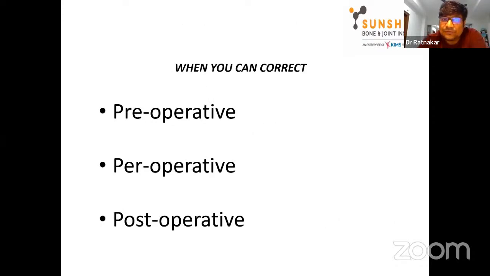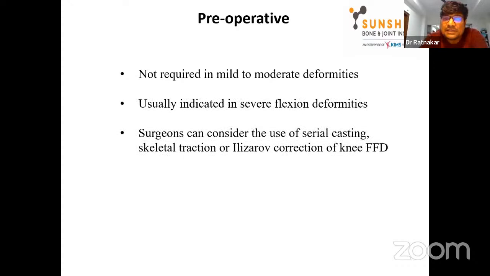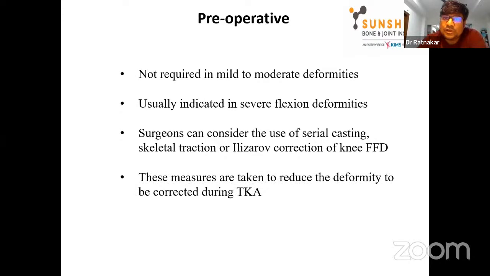Now, how can you correct this flexion deformity? It can be done preoperatively, during the surgery, and postoperatively you can also get correction or maintain the correction. Coming to preoperative correction, it is usually not required in mild to moderate deformities. These deformities usually get corrected after spinal anesthesia, and you don't require any new steps for this type of patient. But in patients with severe flexion deformities of more than 30 degrees, you may require serial casting, skeletal traction, or Ilizarov-assisted correction of the flexion deformity. Why is this preoperative correction important? Only to reduce the amount of deformity you need to deal with intraoperatively.